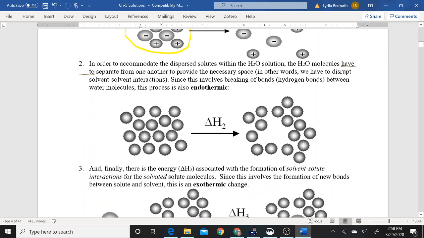The second step is, in order to accommodate those dispersed solutes from the ionic compound, the water molecules themselves have to separate. So H2O molecules have to separate. And we learned last unit that it's actually hydrogen bonds that are holding them together. They separate, they make space, and because again we're breaking those hydrogen bonds, for all intents and purposes, it is endothermic. It's taking energy in.